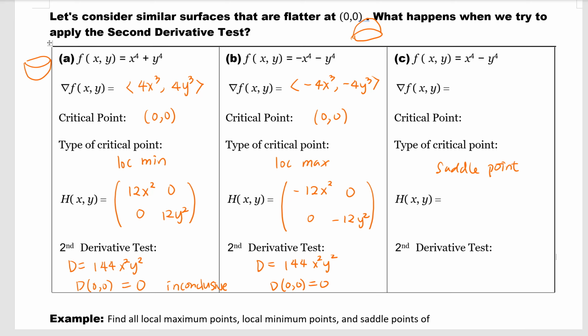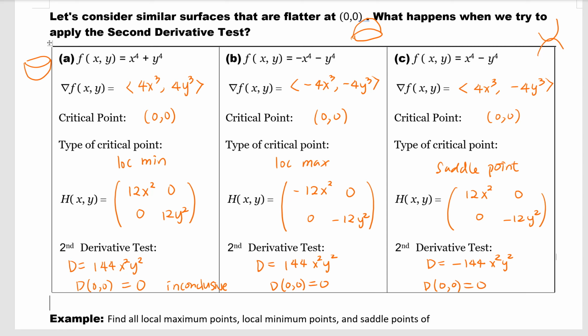Because in the x direction it opens up, and in the y direction it opens down, so it's like a saddle point there. Then the gradient is 4x cubed, minus 4y cubed. When we set it equal to 0, we also get (0, 0). The Hessian is 12x squared, 0, 0, minus 12y squared, and you can see D is minus 144x squared y squared. But when we plug in (0, 0), it's still 0, so it's still inconclusive.